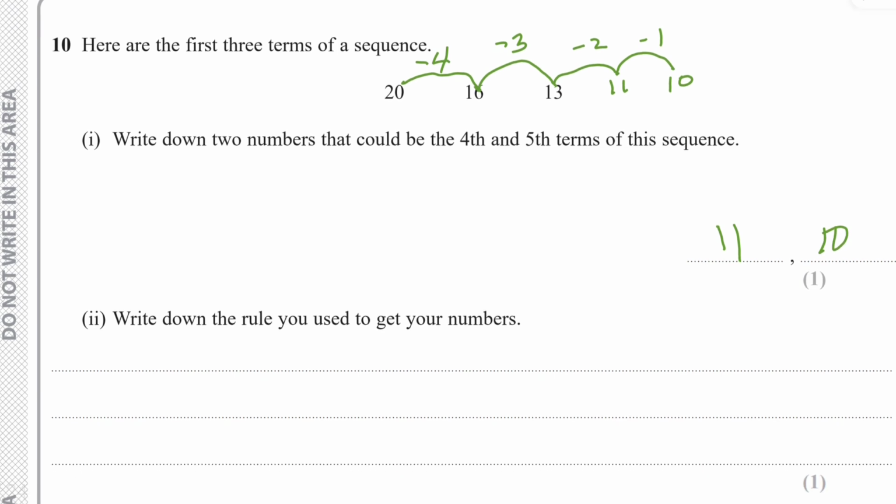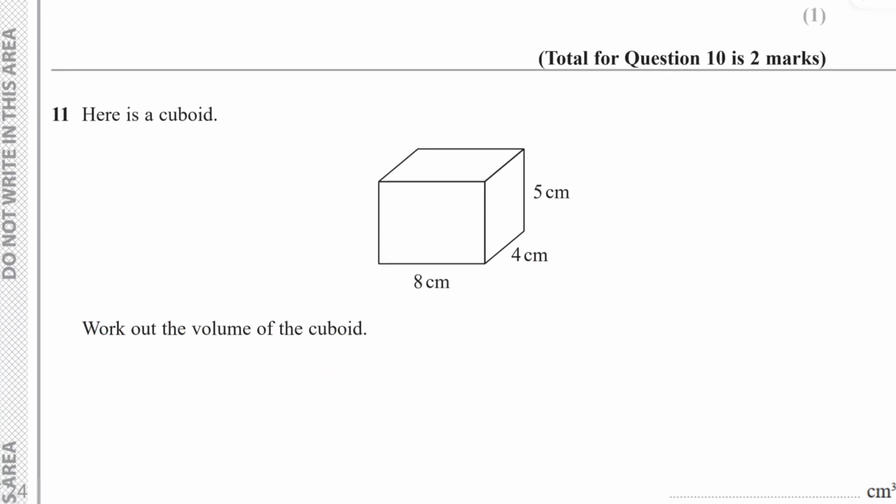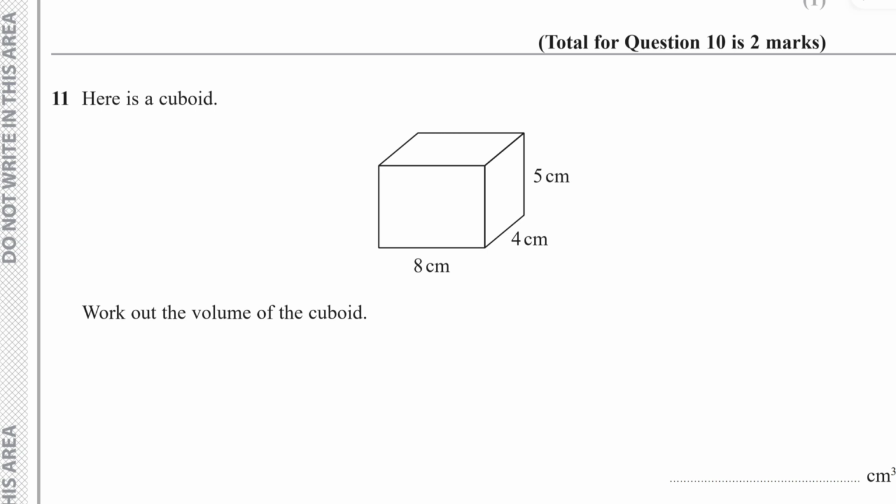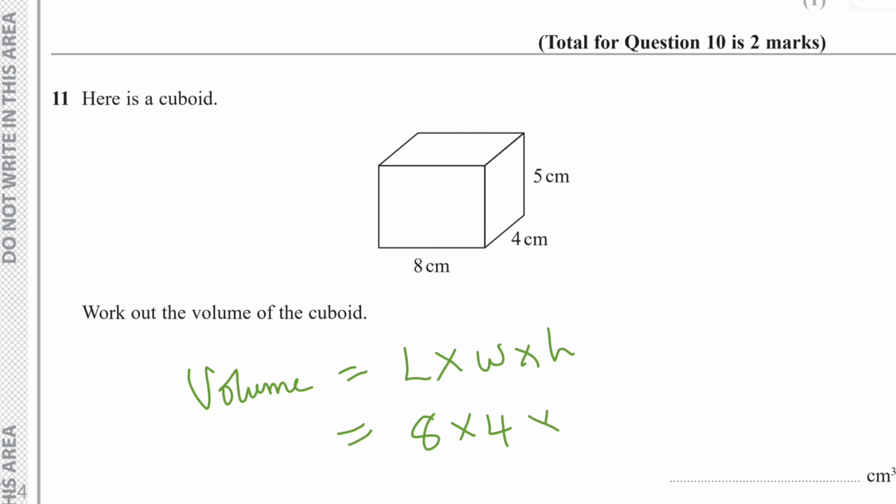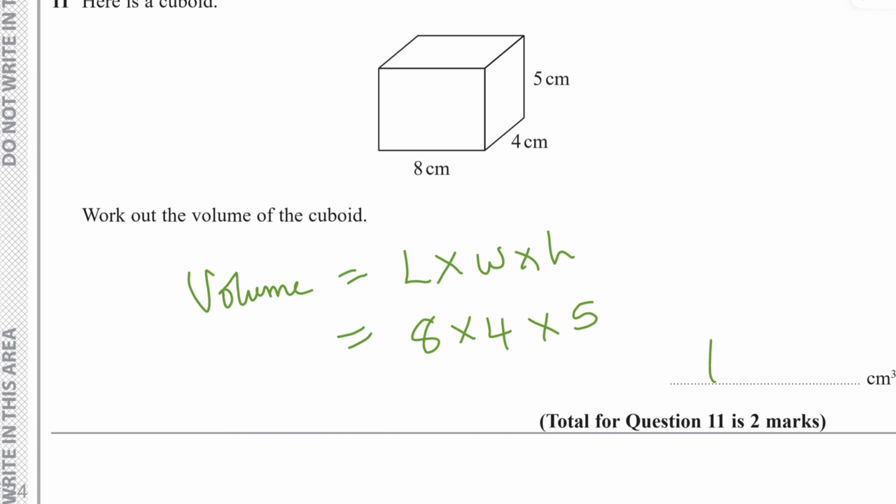Write down the rule you used to get your numbers. That is -4, -3, -2, -1, and so on. The volume of the cuboid is calculated as length times width times height. In this case, this will be 8 times 4 times 5, which is 160 centimetres cubed.